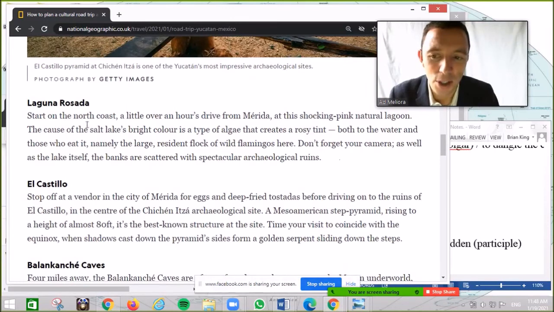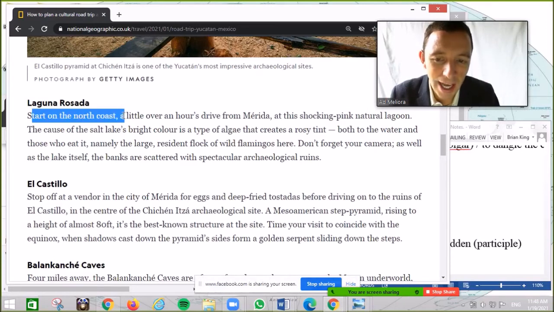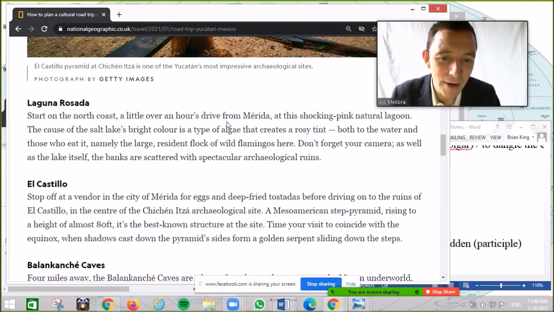Okay, so we have Laguna Rosada. So start on the north coast, a little over an hour's drive from Merida, at this shocking pink natural lagoon. The cause of the salt lake's bright colour is a type of algae that creates a rosy tint, both to the water and those who eat it, namely the large resident flock of wild flamingos here.